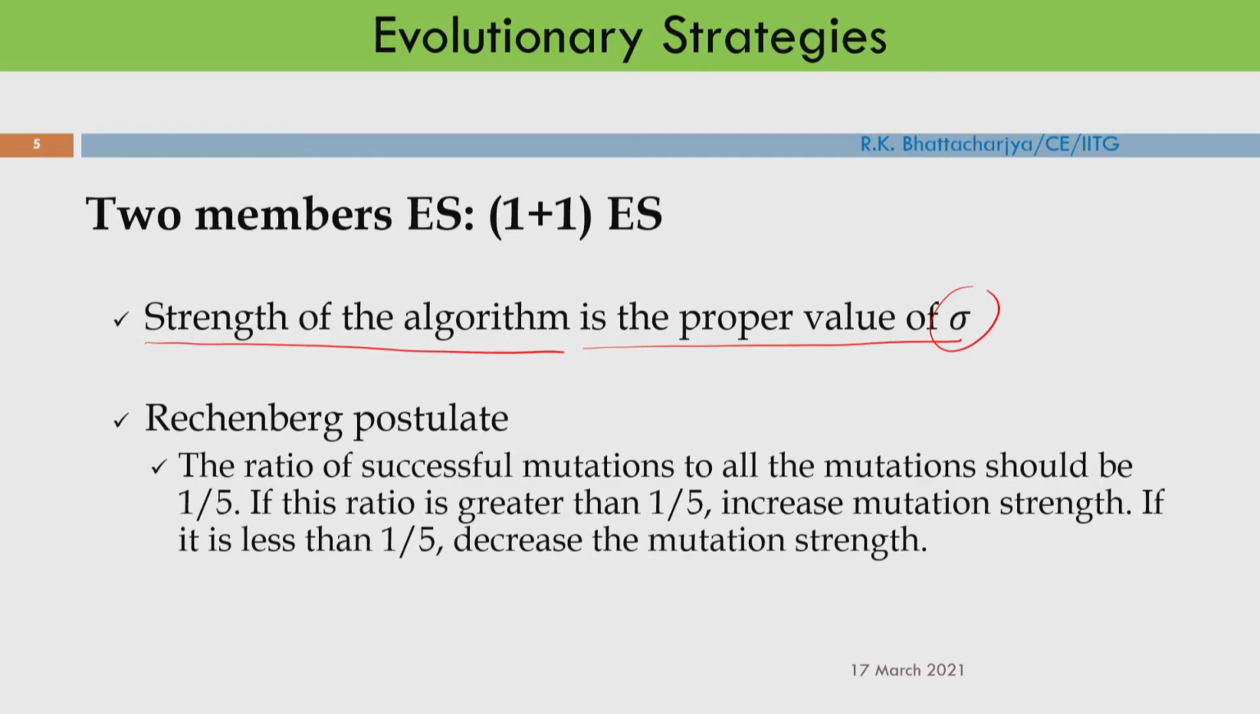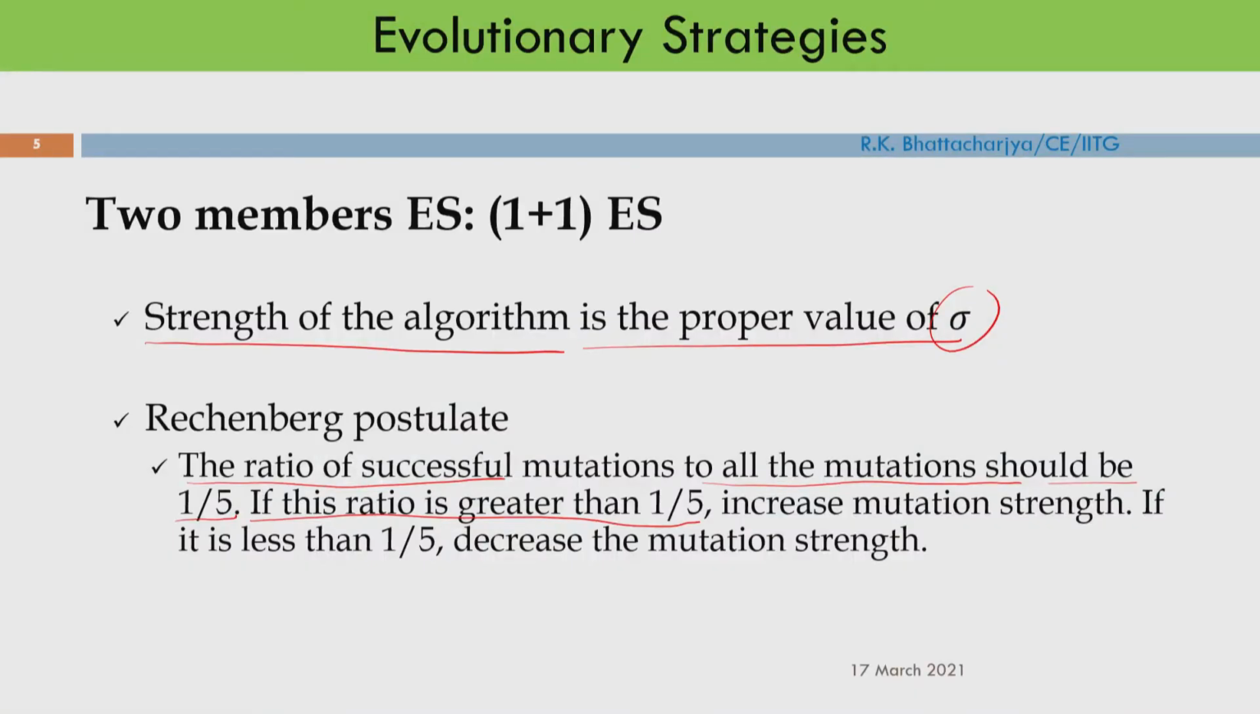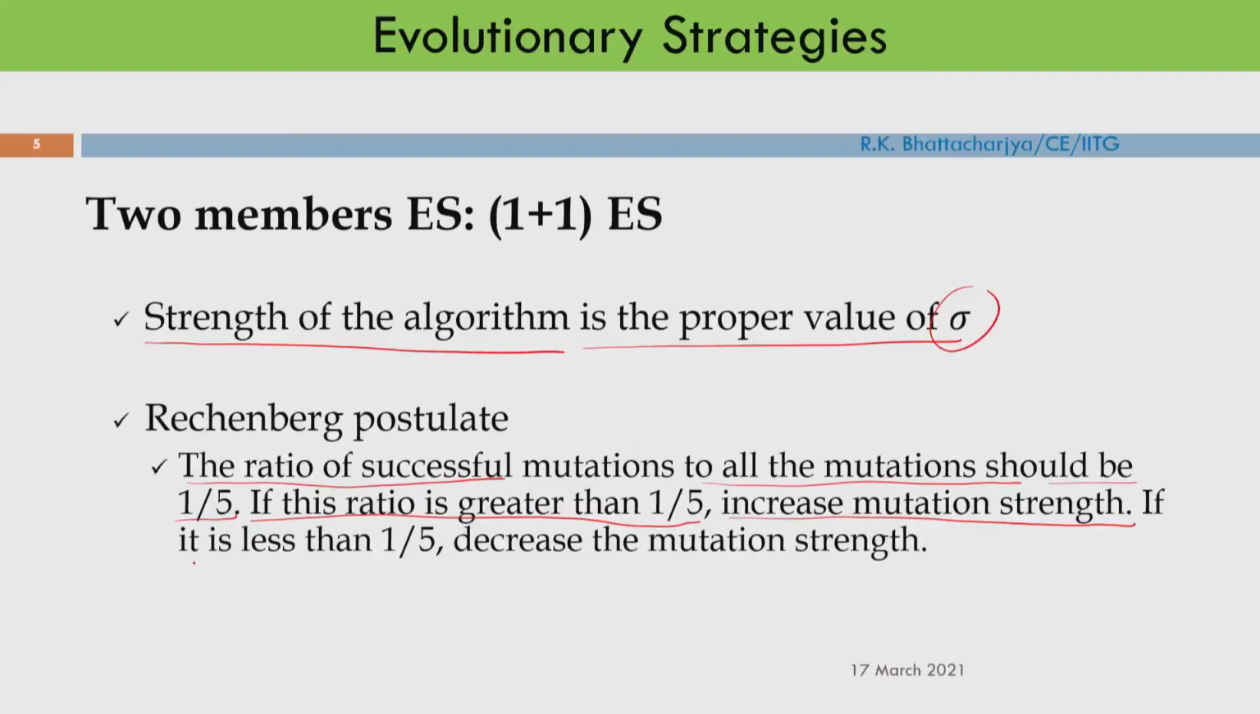Rechenberg said that the ratio of successful mutations to all mutations should be 1/5. Okay. If the ratio is greater than 1/5, that means you are more successful. So, in that case you are going towards the optimal solution and you increase your mutation strength. And if it is less than 1/5, that means you are not successful, you are not getting an optimal solution. If the ratio is less than 1/5, decrease the mutation strength.